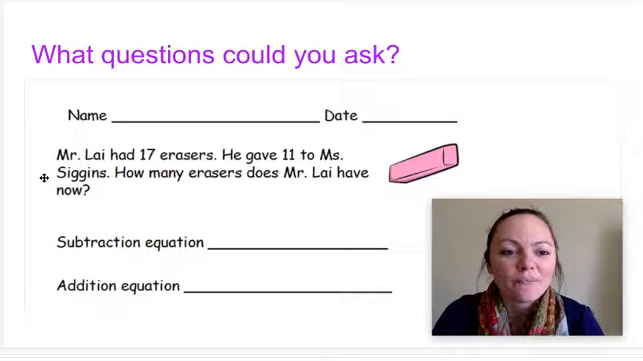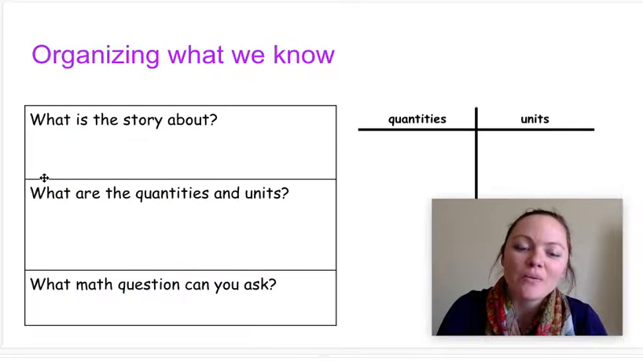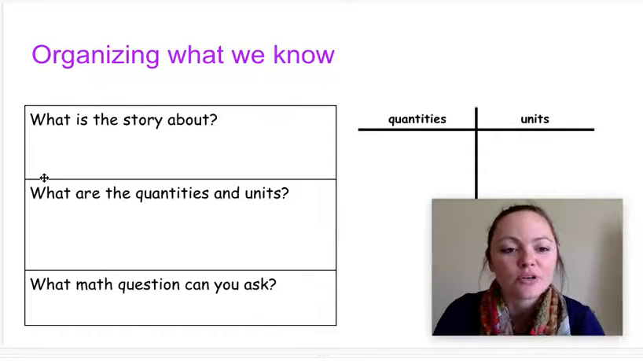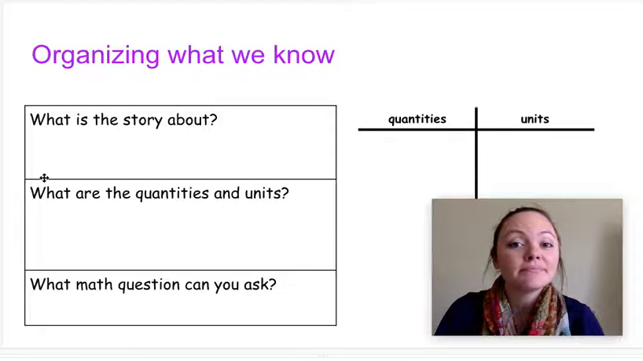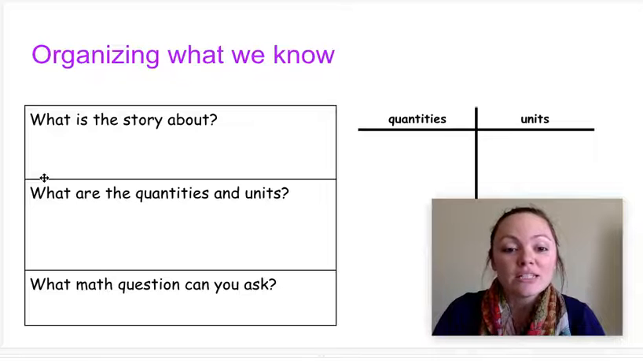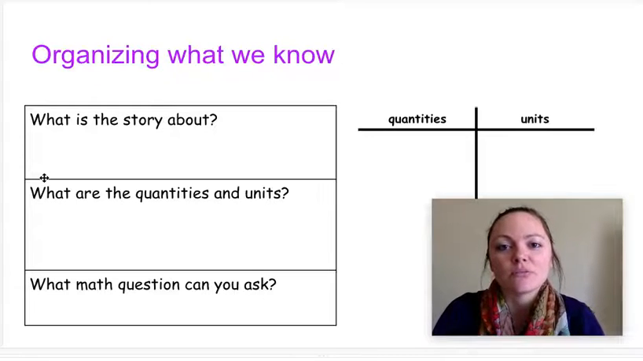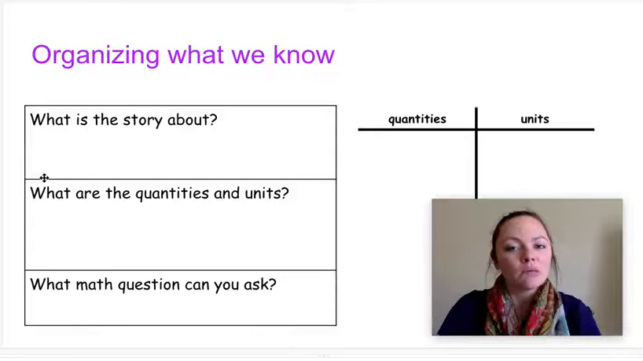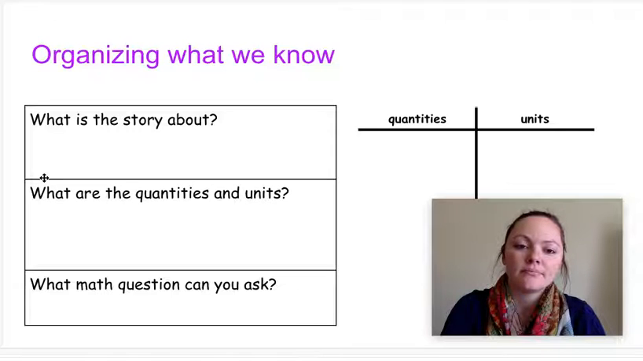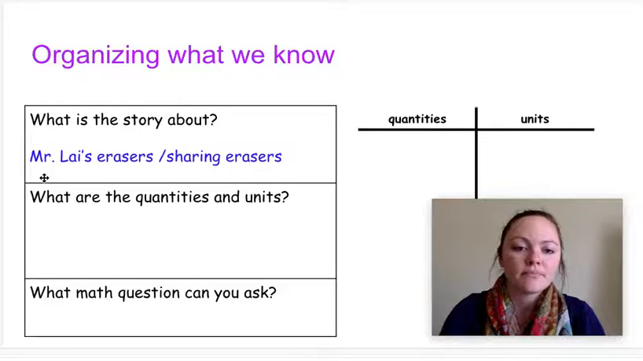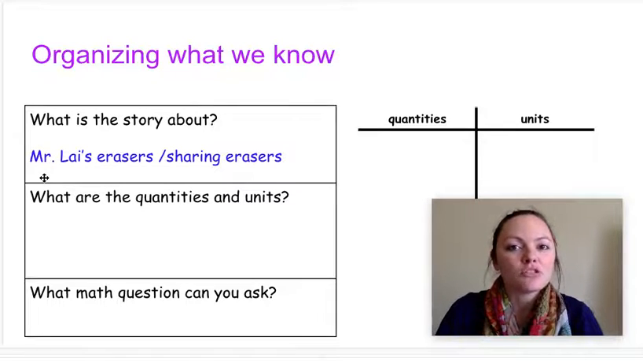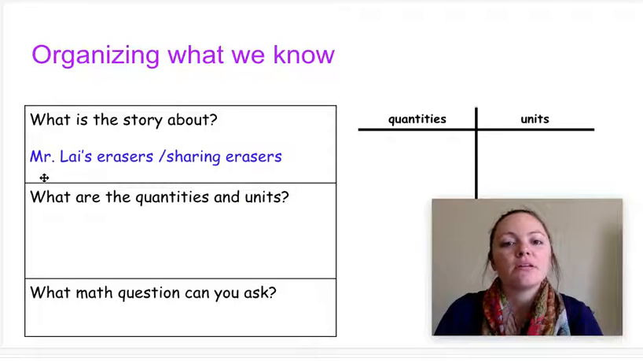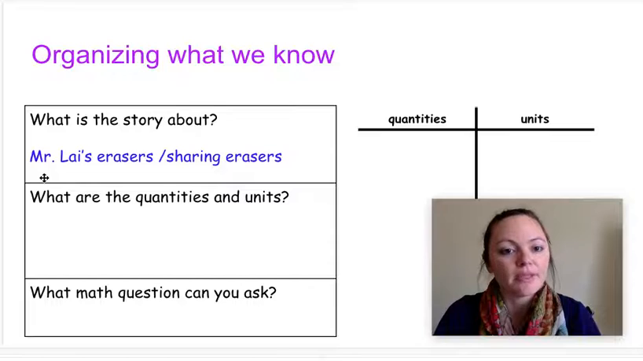Great job. All right, so we know some information from this story. We know what the story is about. It's not cats. We know the quantities, the numbers, and the units, what the numbers represent. And we came up with a math question. Let's fill it in. The story's about, that's right, Mr. Lai's erasers. That he shares erasers. It's about erasers. Yep.